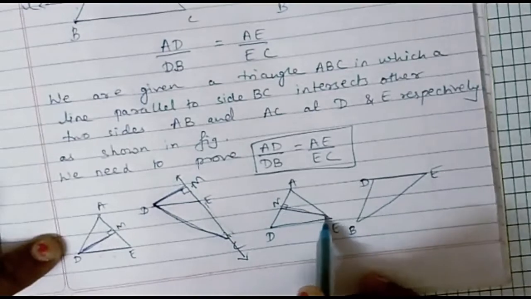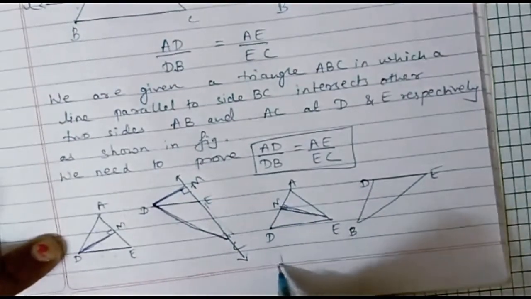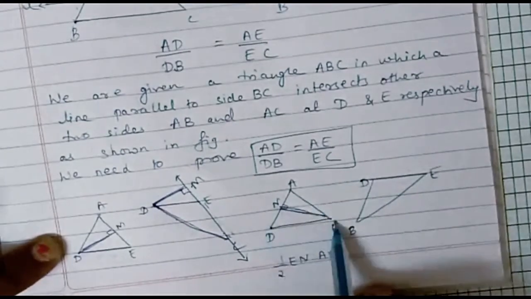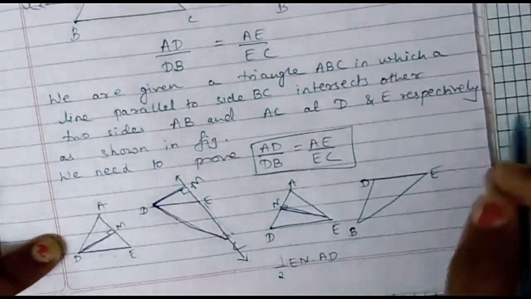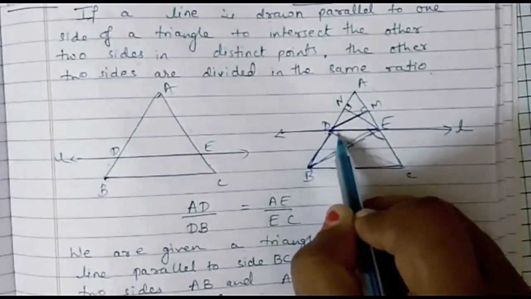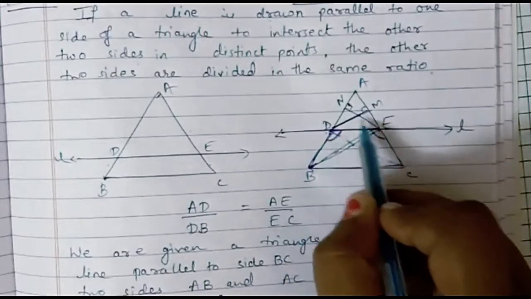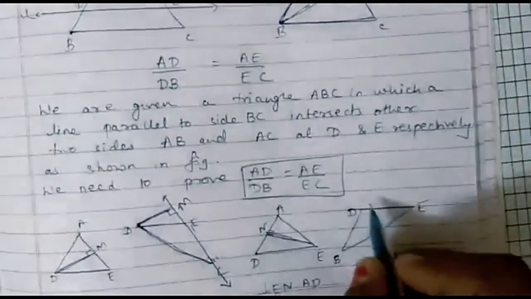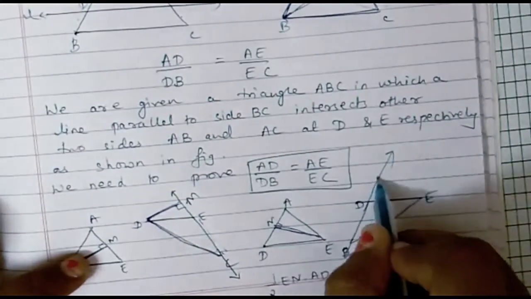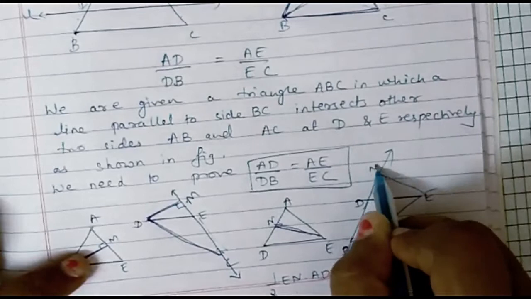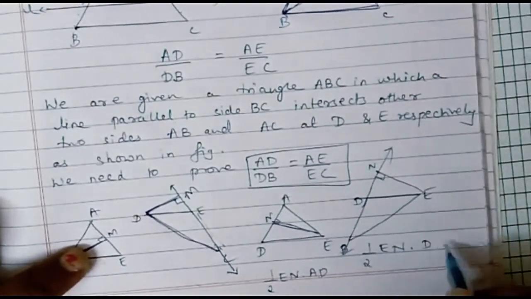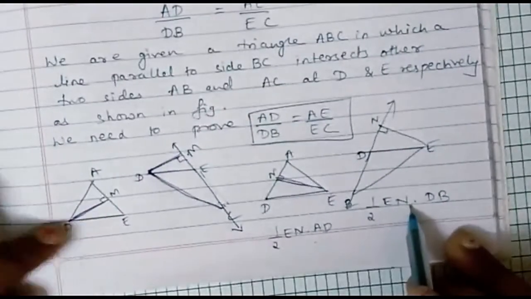Here I have taken EN to be an altitude. So this area will be half into EN into AD. Area of triangle ADE will be half into EN into AD. And same with this triangle. Okay, is this again obtuse angle triangle where angle D is an obtuse angle. EN is perpendicular. So this EN will come on line BD, right? So you are getting EN perpendicular. So area of this triangle will be half into EN into DB, right? Can you compare this result?